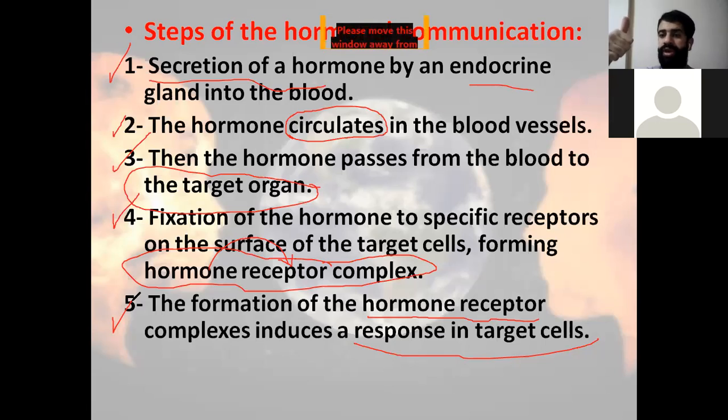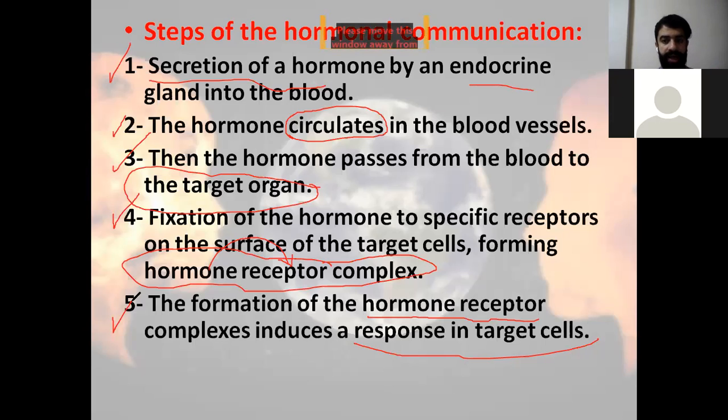A hormone is secreted by endocrine gland. The hormone will circulate into the blood. Then the hormone will move toward the target organ. The binding of the hormone to the target organ forms hormone receptor complex. So the binding of the hormone to the receptor gives hormone receptor complex. Whenever this complex is formed, this will induce a change in the target organ or the target cell.